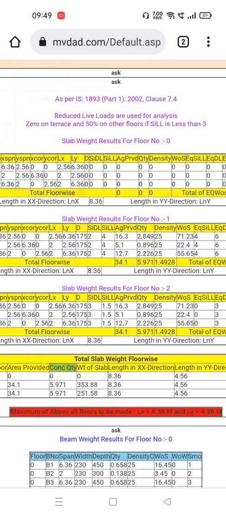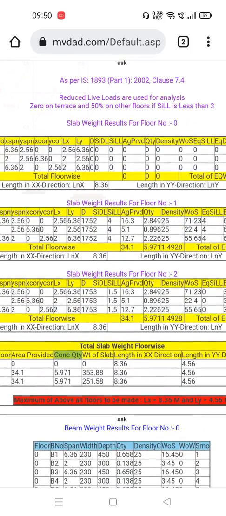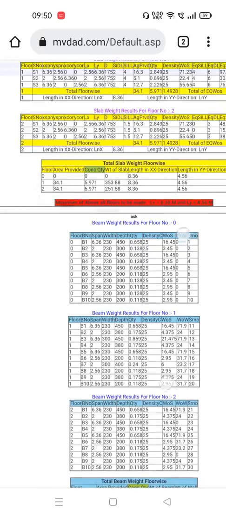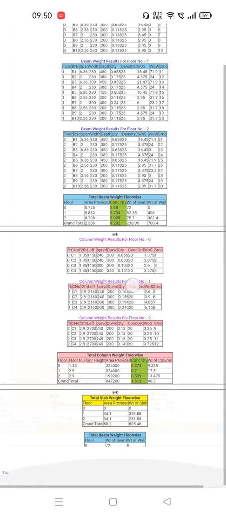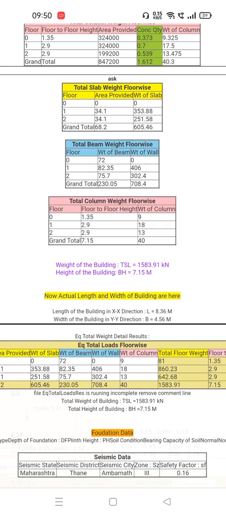As per IS code clause 7.4, reduced live load is used for analysis, 0 on terrace and 50% on other floors if the superimposed live load is less than 3. Accordingly, we have calculated the slab weight, then beam weight, column weight. Here we get the total floor loads, equivalent total load floor-wise.